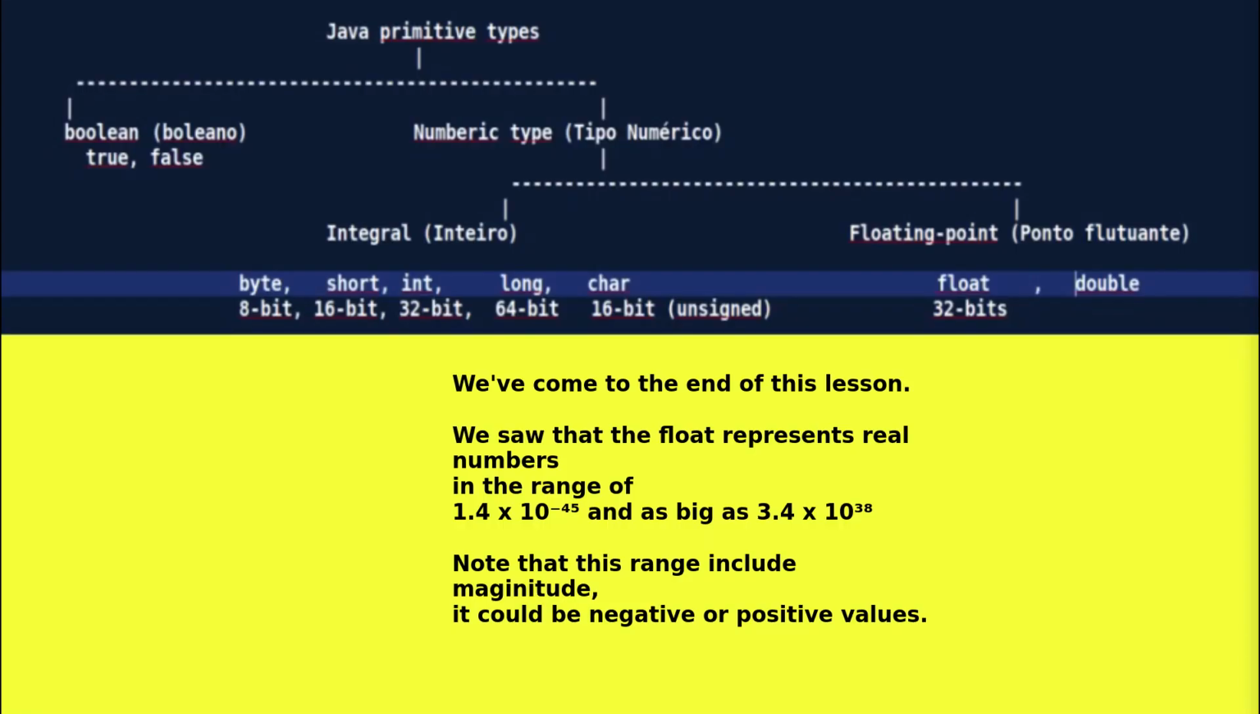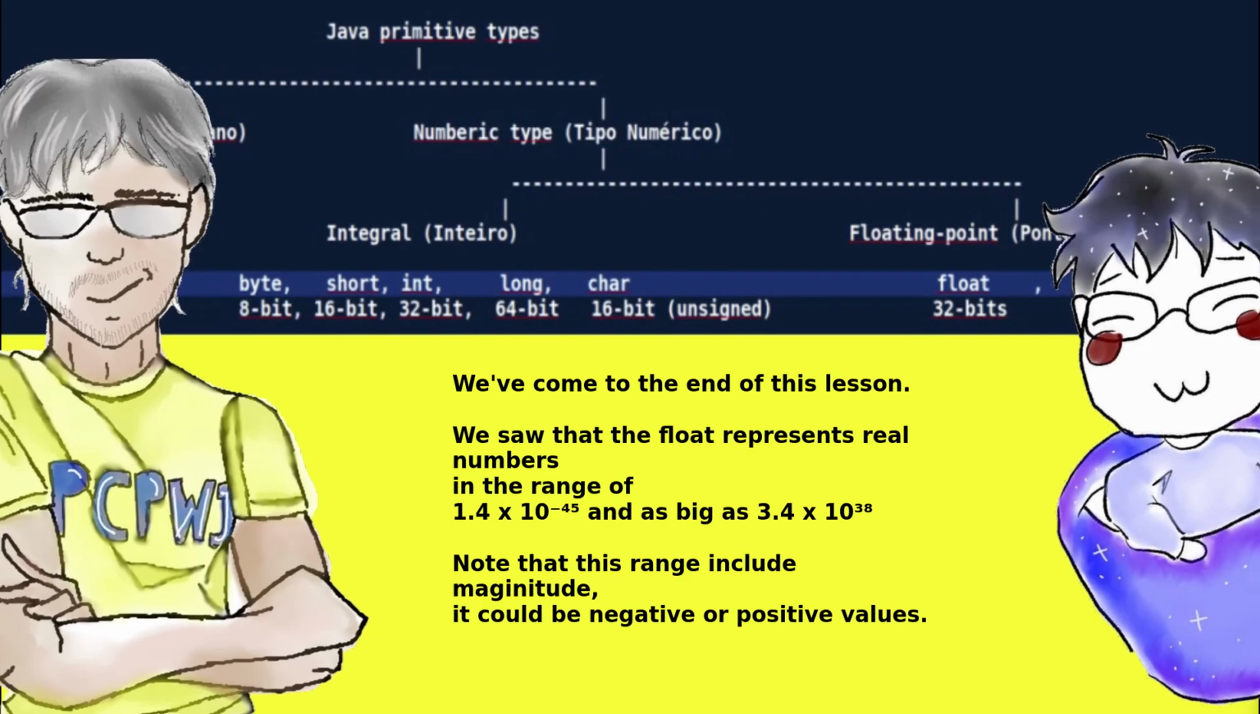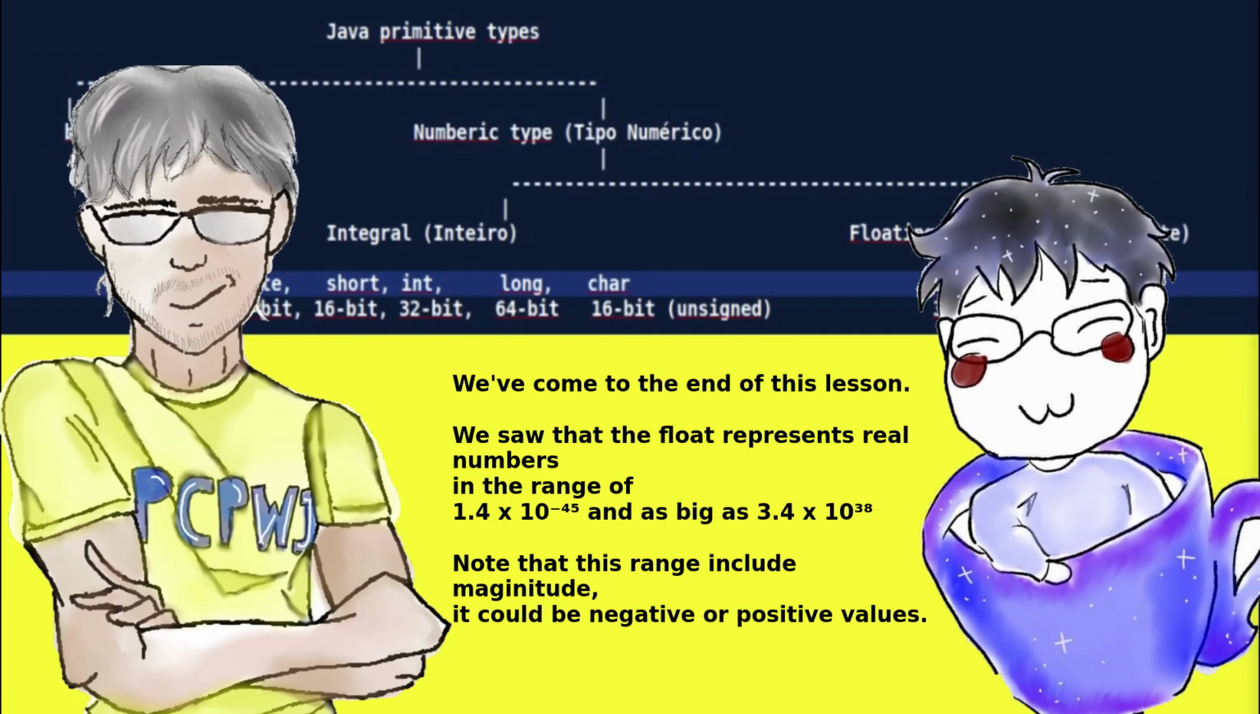We've come to the end of this lesson. We saw that the float represents real numbers in the range of 1.4 to the exponent of negative 45 and as big as 3.4 to the exponent of positive 38. Note that this range includes magnitude. It could be negative or positive values.